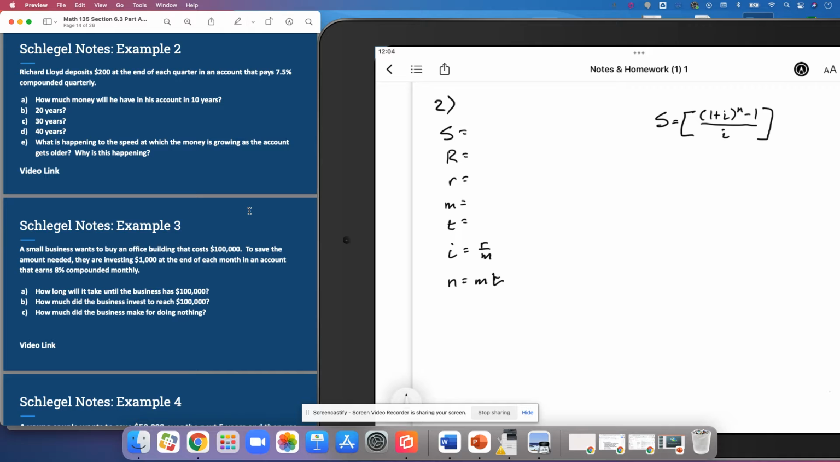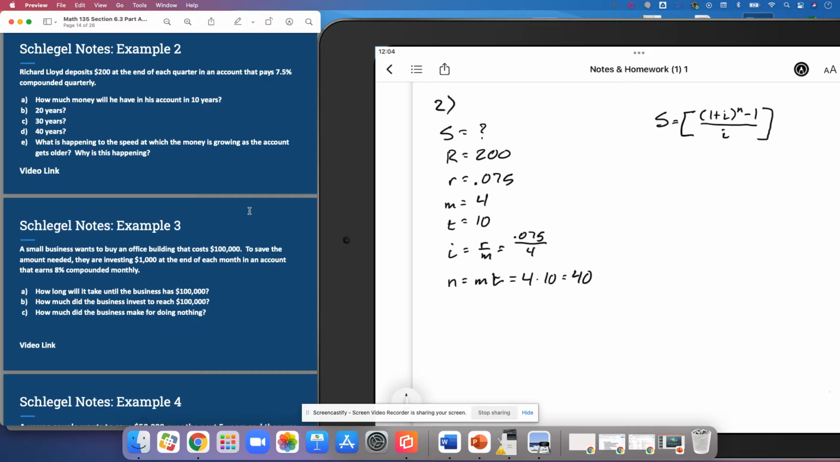So how much money will be in his account after 10 years? Let's fill in the blanks here. We don't know the future value of the account. $200 is going in every quarter. The rate is 0.075. M is the number of compounding periods in a year. It's quarterly, so that's 4. T, we're starting off here with 10 years. The I is R over M, so 0.075 divided by 4. And N is MT, so 4 times 10, it's going to be 40.